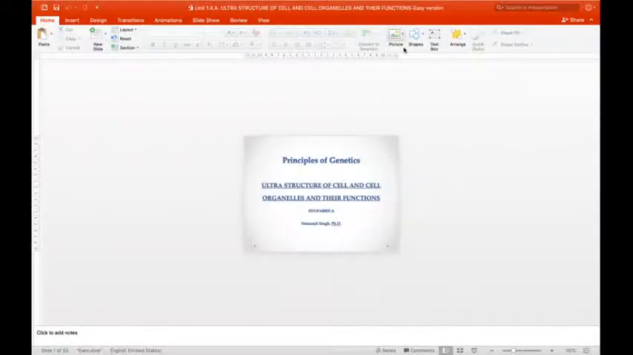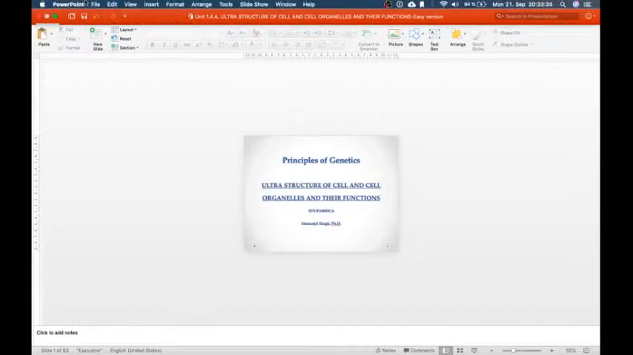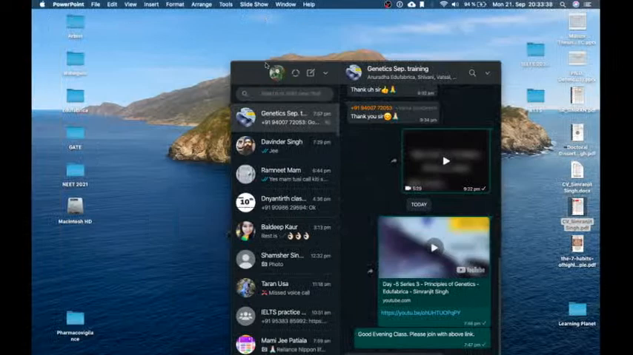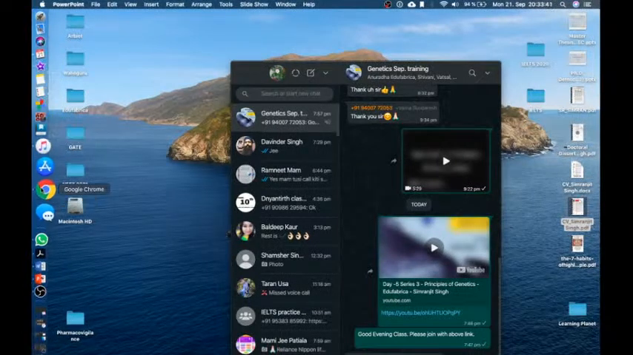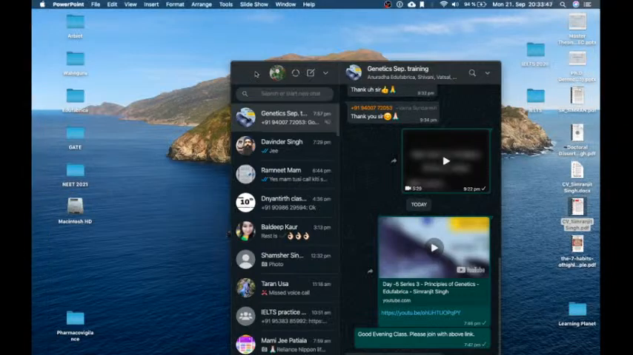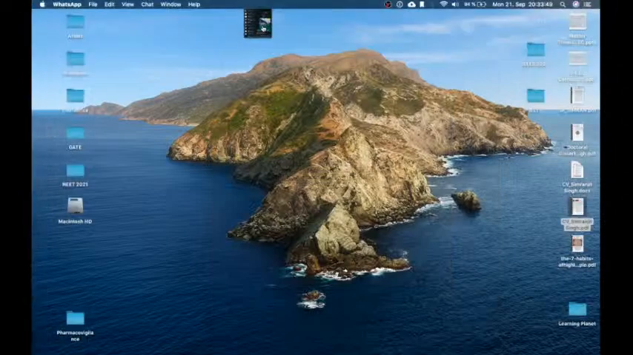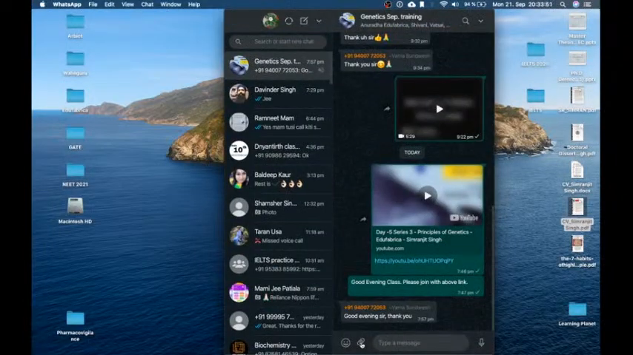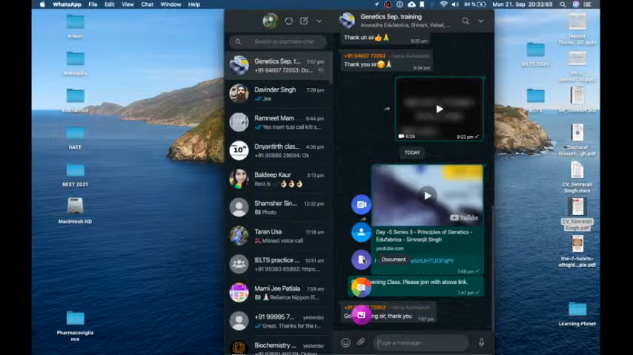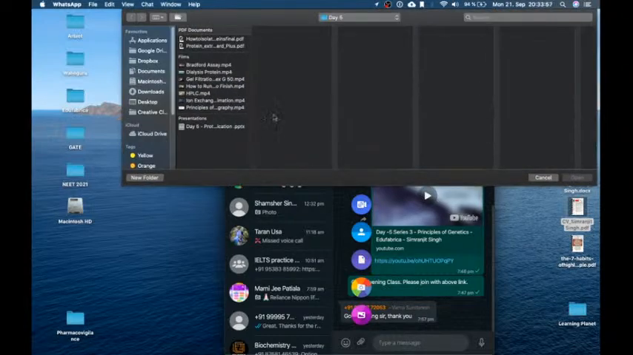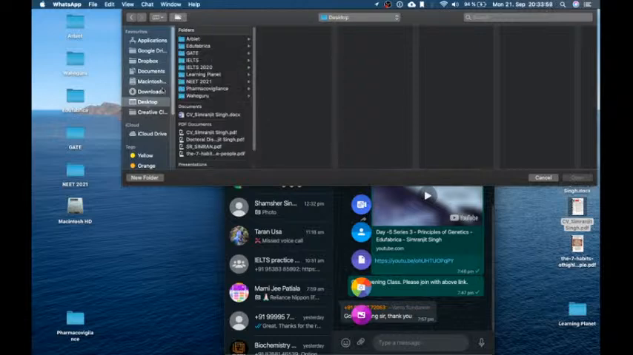So that's it, students, for this topic of principles of genetics, in the case of ultrastructure of cells and cellular organelles. So I can share this part with you now. I have two lectures, so I will share both with you. One is the larger one, one is the smaller one. So you can choose either of them for your studies. So I will share here.